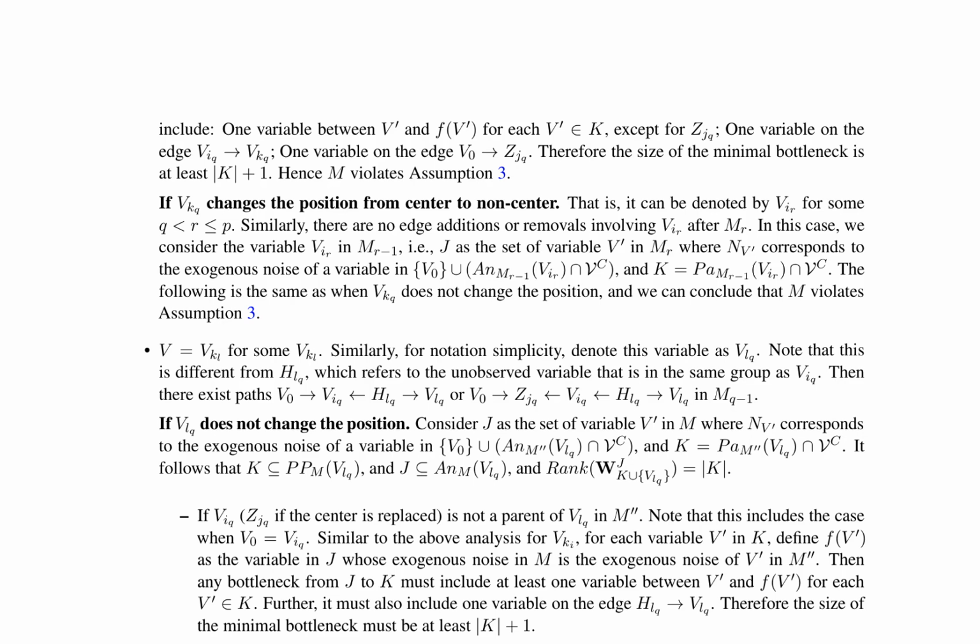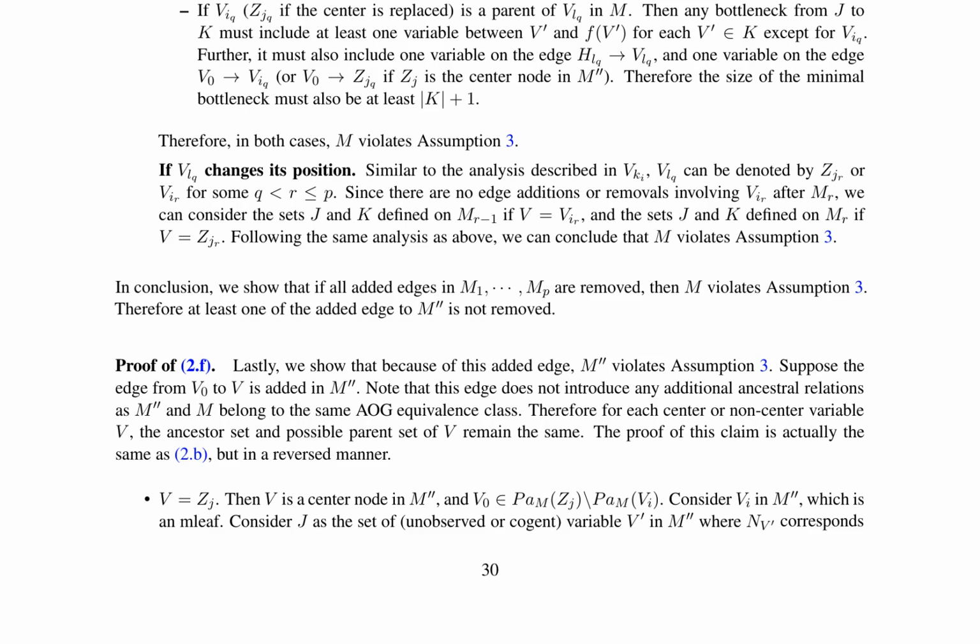This is demonstrated through a proof by contradiction, where it is assumed that all added edges are removed, and then shown that this leads to a contradiction. Finally, the authors discuss the implications of the added edge on the model M, which is obtained by adding the edge to M. They show that this added edge does not introduce any new ancestral relations, and that the proof of this claim is similar to the proof of 2b, but in a reversed manner.